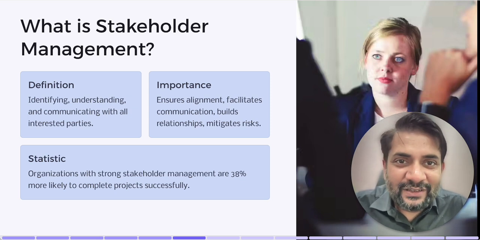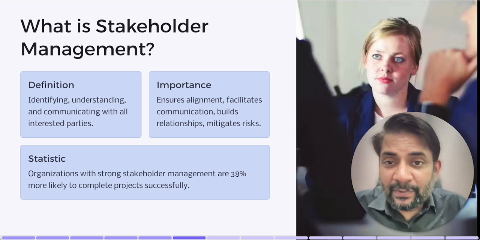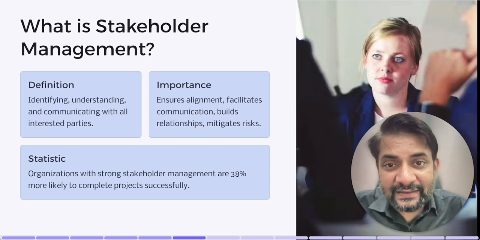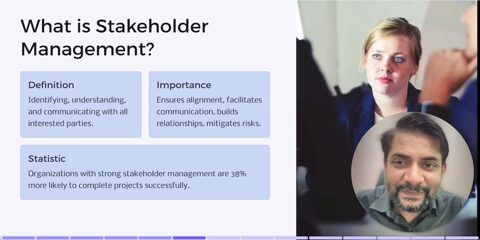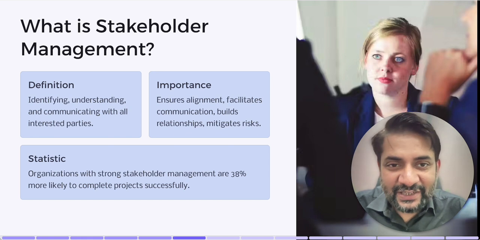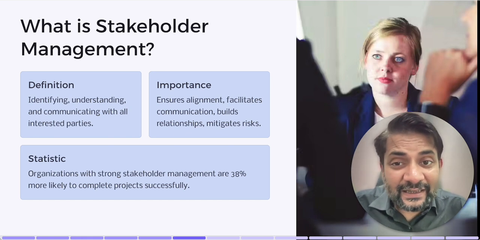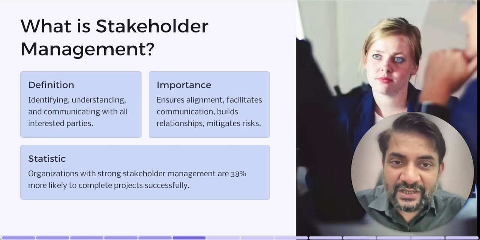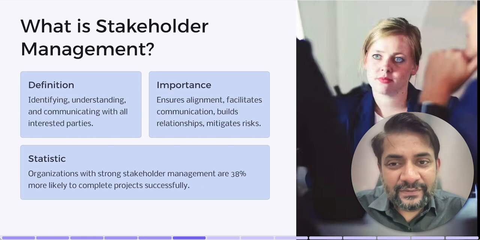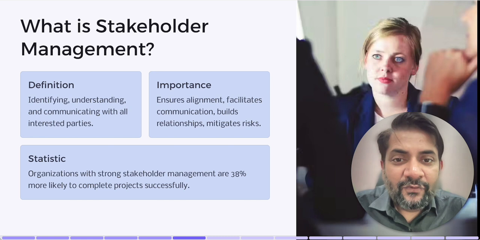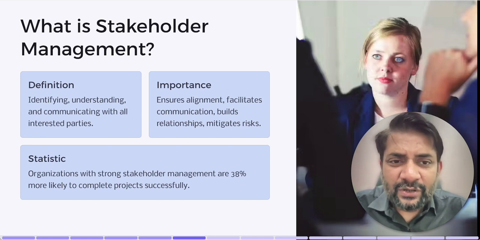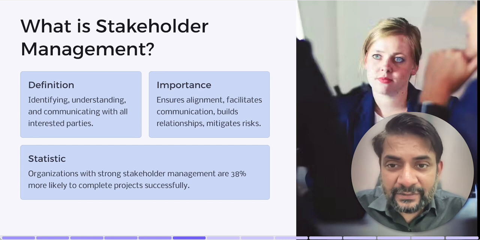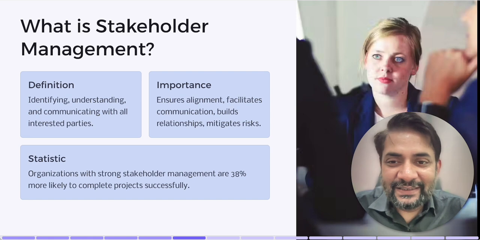So, why is stakeholder management important? Number one, it ensures alignment, aligns stakeholders' expectations with product goals. Number two, it facilitates communication, promotes transparent and effective communication. Number three, it builds relationships, fosters trust and collaboration among stakeholders. And number four, it mitigates risks, identifies and addresses potential issues early on. A report by PMI found that organizations with strong stakeholder management practices are 38% more likely to successfully complete their projects.